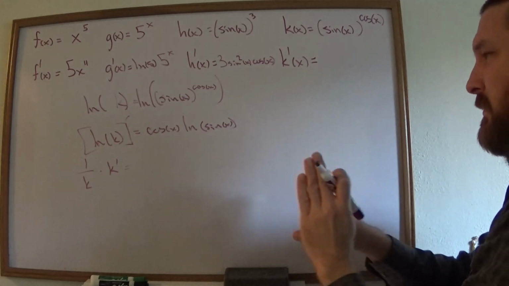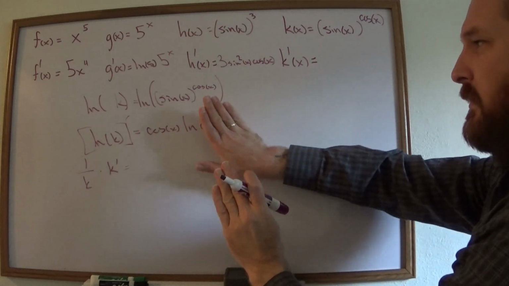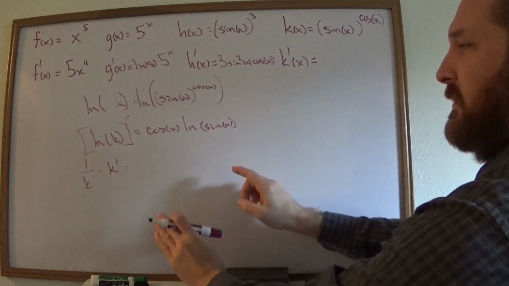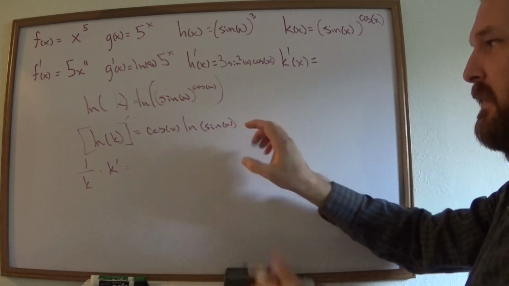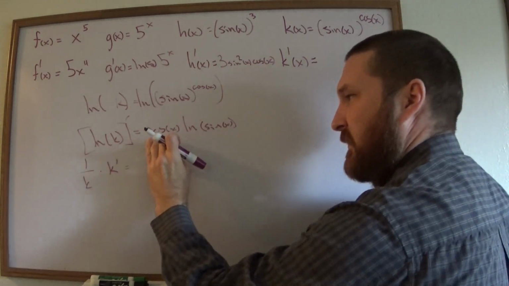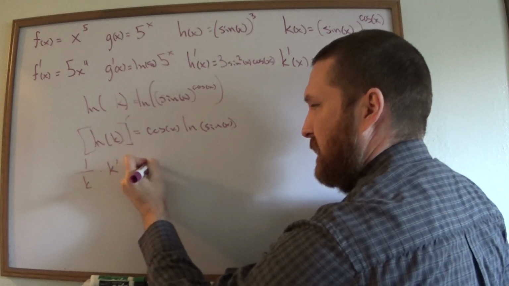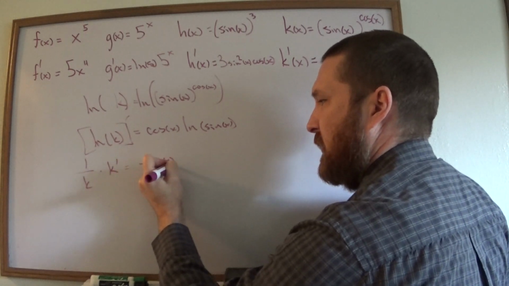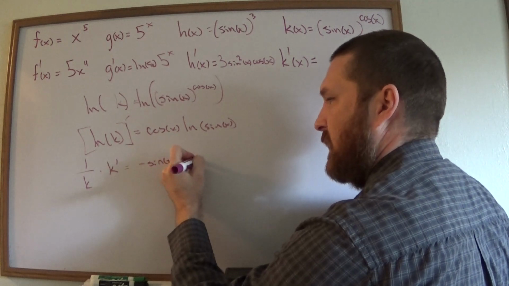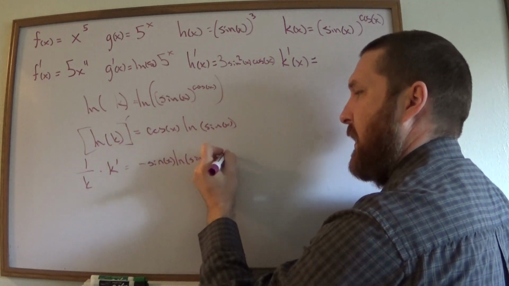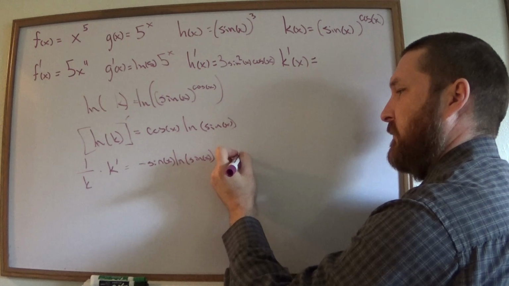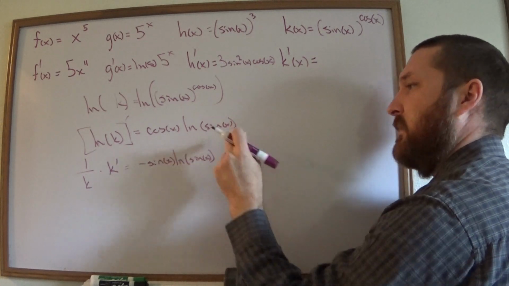So I'm seeing negative sine of x. I'm seeing a product here, right? This thing times that thing. And so I'm going to take the derivative of this, which is just like you said, negative sine. So take the derivative of the first thing, leave the second thing alone. Add that to, leave the first thing alone, take the derivative of the second thing.